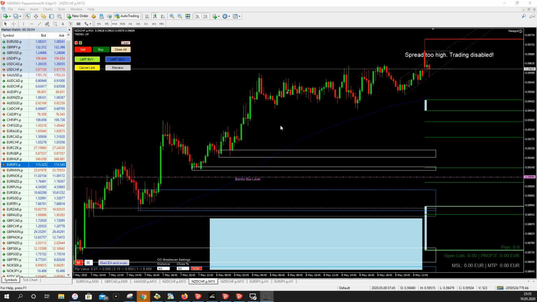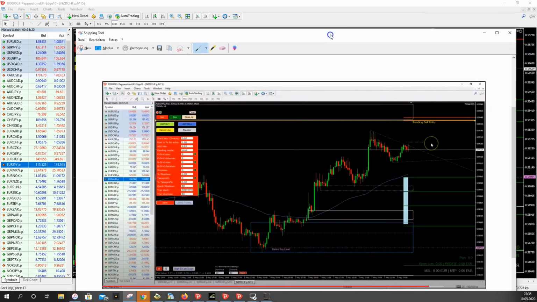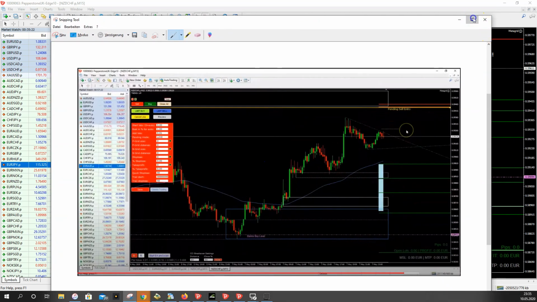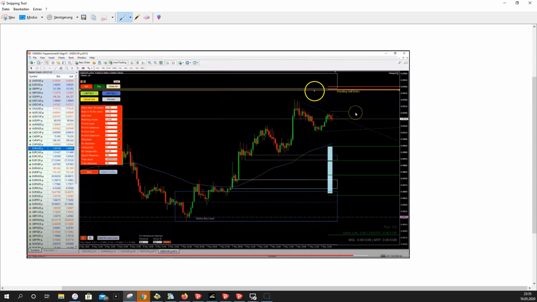What happened on Friday? Oh, Friday was a difficult trading day. We had two pairs with setups, the Kiwi Swissy and the Euro Yen. Before I show you the new setups for the fresh week, we just check what happened on Friday with our setups. We had a sell setup here on the Kiwi Swissy. You can see here, this was our ID for a sell entry.